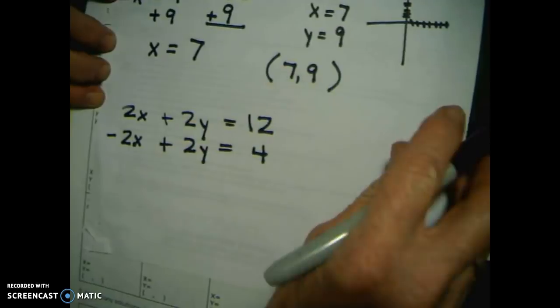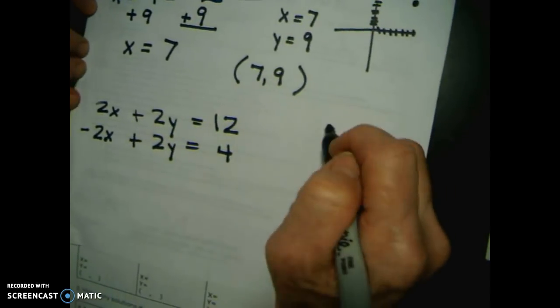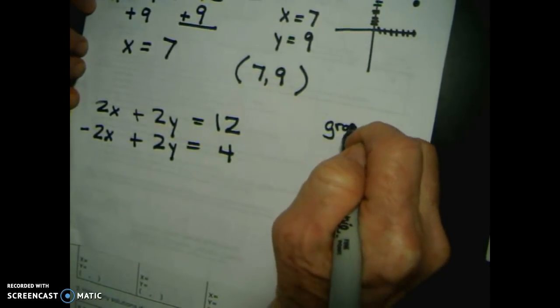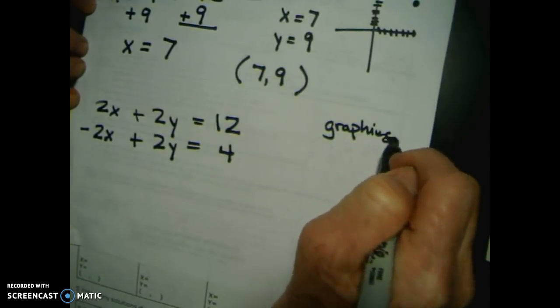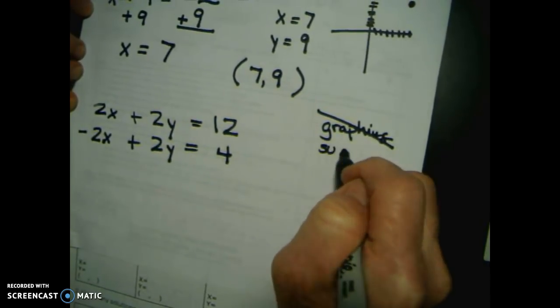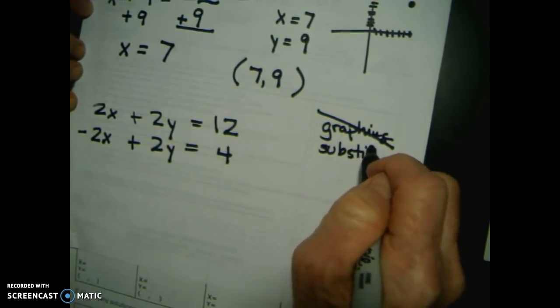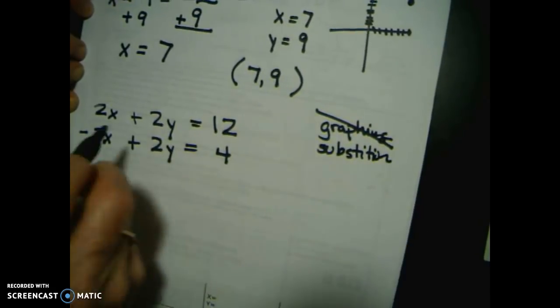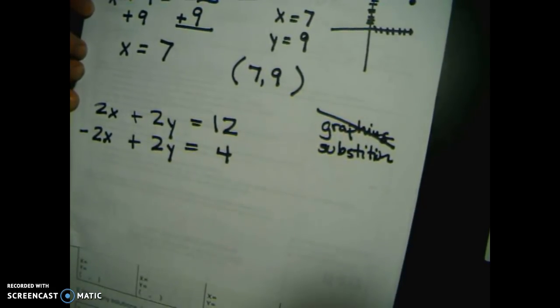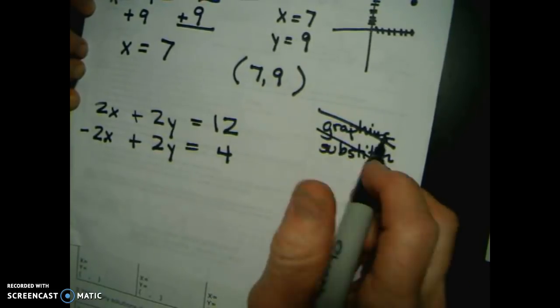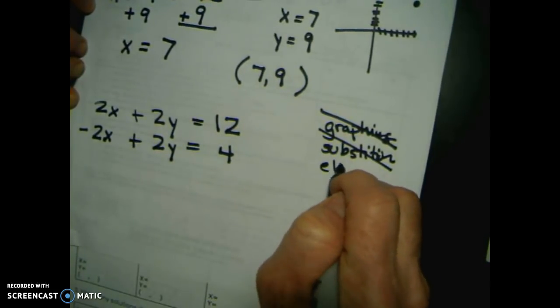Remember, I have 3 ways to solve things. The first is graphing. Definitely don't want to do graphing. That's too hard. Substitution, like I did on the other one. Don't want to do that either, because there's a lot of messy terms here. So that leaves me with what I hope works out, which is elimination.